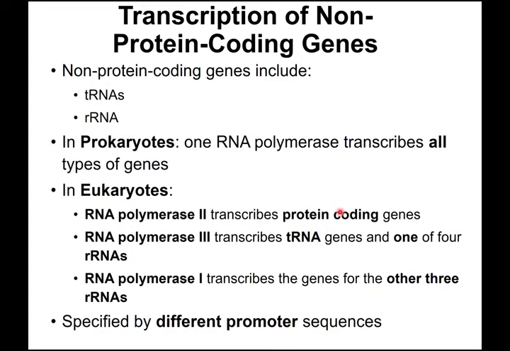Whereas for tRNA genes and one of the 4 ribosomal RNAs, it will be RNA polymerase 3 that transcribes them. For the remaining ribosomal RNAs, it is RNA polymerase 1 that would do that. And again, these are recruited because there are different promoter sequences present in these different types of genes.